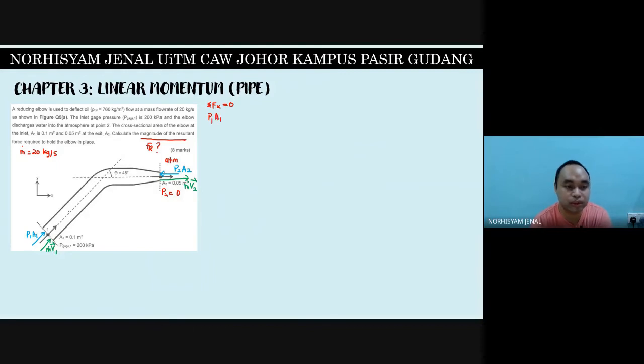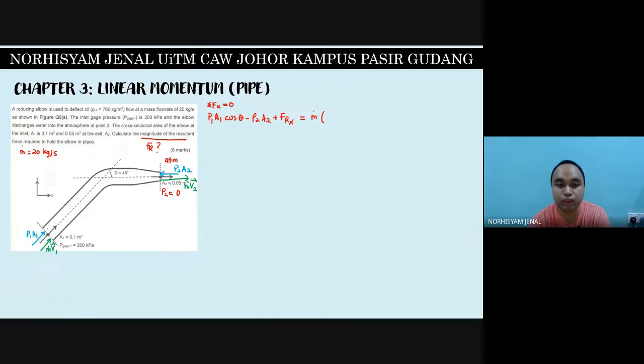P1A1 because it's going to the right, should be cos theta, or for our question is 45 degrees. And then P2A2 is to the back, minus P2A2. No cos over here, it is horizontally written here, okay, and then plus FRX is equal to m dot v1 here and m dot v2. So m dot should be the same because this is in the same pipe, all right, so we don't have any separation, so both have the same m dot or mass flow rate.